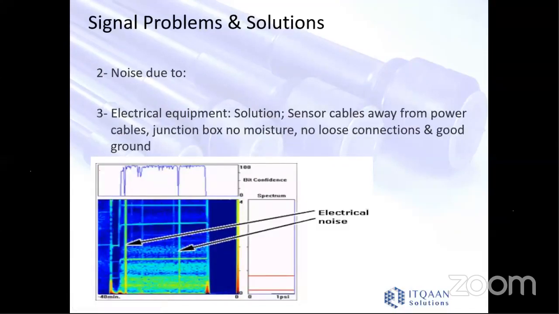The third one is noise from electrical equipment. What could we do about this one? For sensor cables, we need to make sure the sensor cable is away from power cables. Our junction box also needs to be kept away from moisture. We need to make sure there is no loose connection, and we need to have very good grounding. The graph here shows electrical noise as vertical lines.